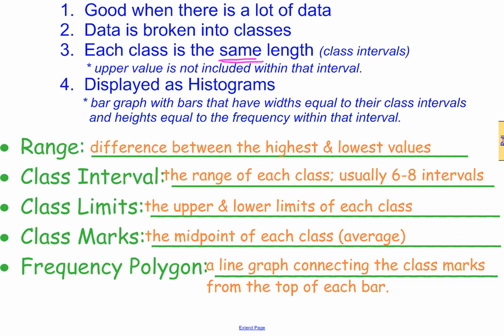Here's some definitions. You know what range is, the difference between the high and the low. Class intervals, the range of each class. Usually you try to have between 6 and 8 intervals that you're going to organize your data into when you do your tallying. Class limits, the upper and lower limit of each class. The class mark is that midpoint. When we saw that frequency polygon, that line plot, it was connecting the midpoints. The frequency polygon is that line graph, and it pretty much works off the class marks. So you might want to hit pause so you can fill in all that information. I'm going to go on.